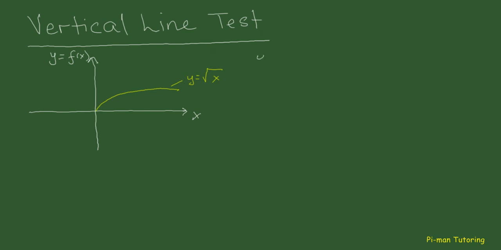So we say that y equals the square root of x is a function. But conversely, y squared equals x is not a function. And you might say, well, hang on a moment. If I just take the square root of each side of this equation, I get y on this side. I get the square root on this side. How is this not a function?